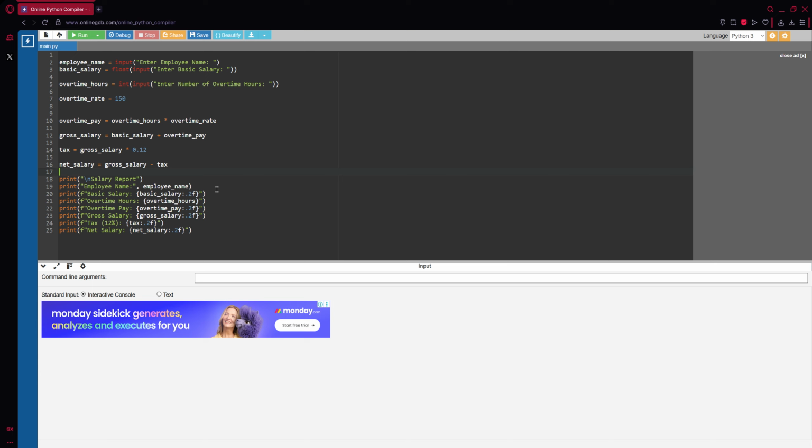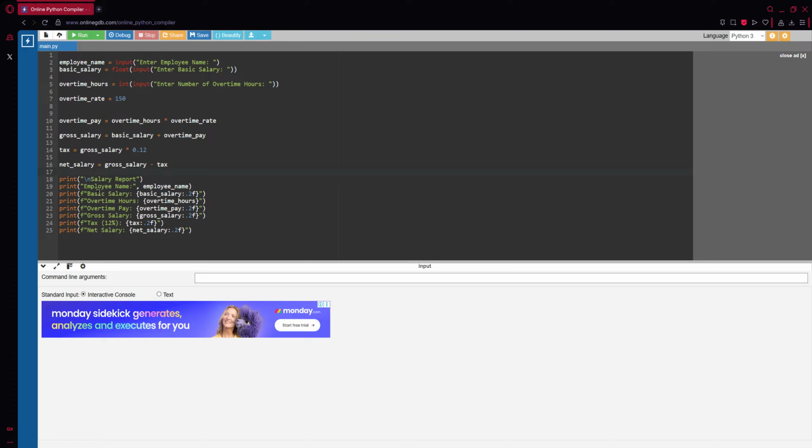It takes the basic salary here and overtime hours, and it defines a fixed overtime rate of 150. The pay calculation is here. The overtime equals overtime hours times overtime rate, and gross salary equals basic salary plus overtime pay.